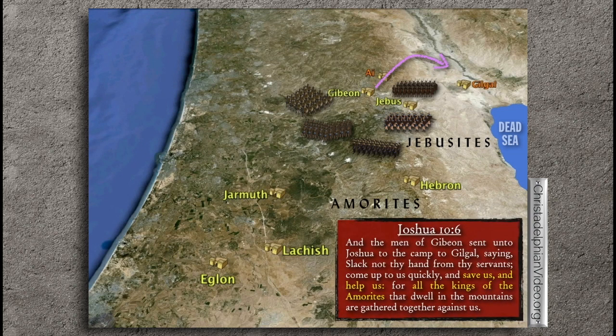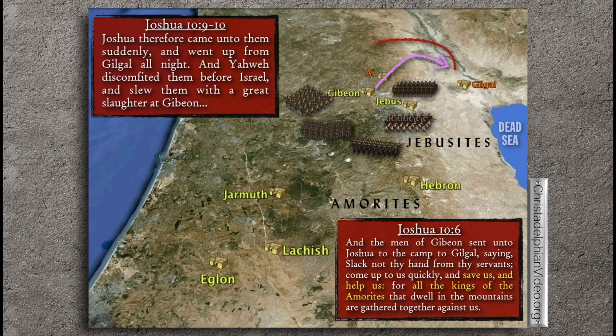But now, the men of Gibeon, who they've made this league with, they gather themselves not against Joshua, but against Gibeon here. And so the men of Gibeon, with whom Joshua had made the league, sent to Gilgal, saying, slack not thy hand from thy servants, come up quickly and save us and help us, for all the kings of the Amorites that dwell in the mountains are gathered together against us.